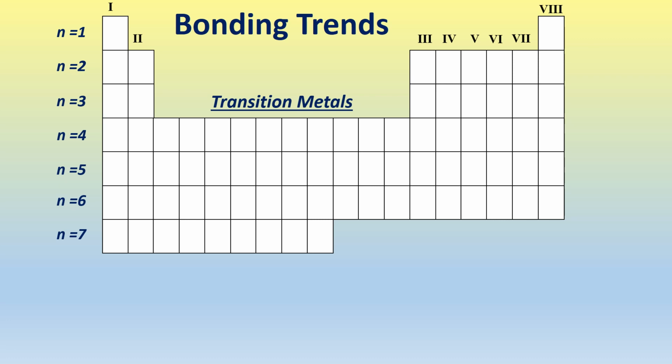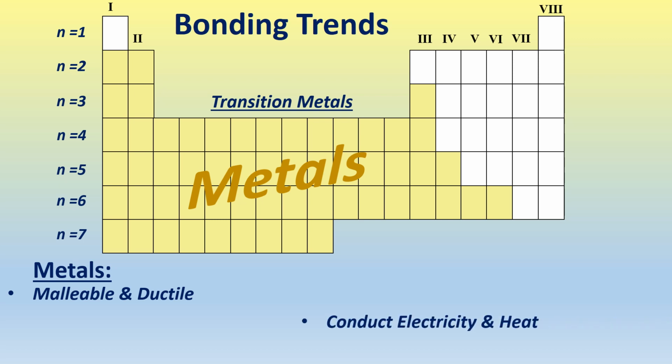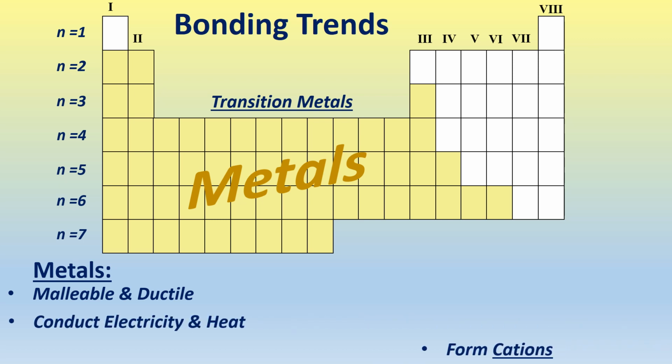From the periodic table, one can tell what type of bonding is most likely to occur. This has to do with periodic trends. Essentially, the main periodic trend is the type of elements present. Most of the periodic table is composed of metals. Metals are malleable and ductile. They conduct heat and electricity and generally form positive cations.